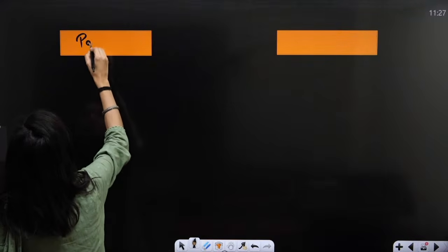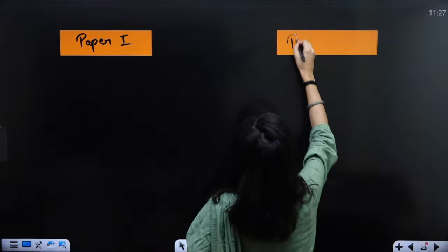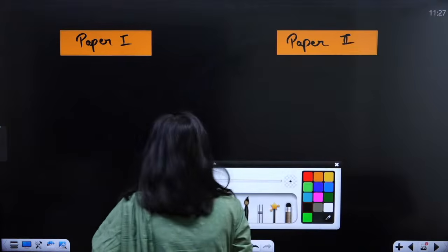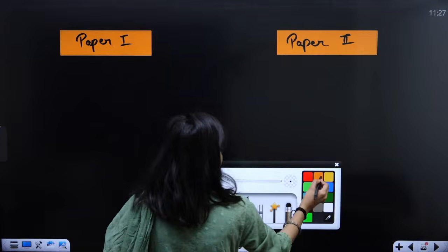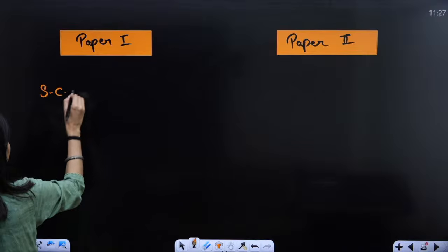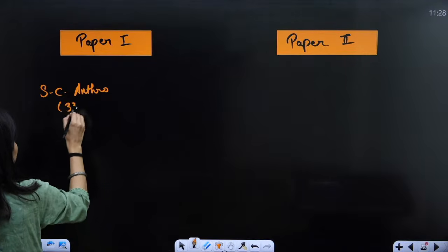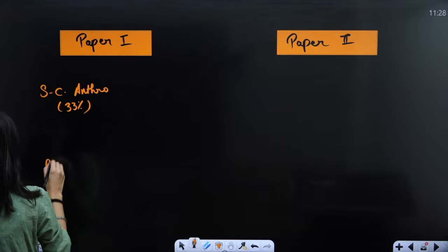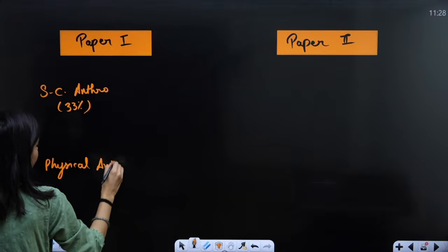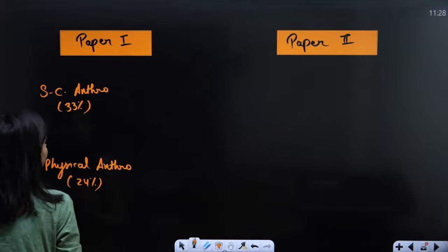So this is the paper 1 and this is the paper 2. In the paper 1 we are having two parts, socio-cultural anthropology, that is around 33% of the total syllabus, and we are having physical anthropology. So this is having 24% of the total syllabus.